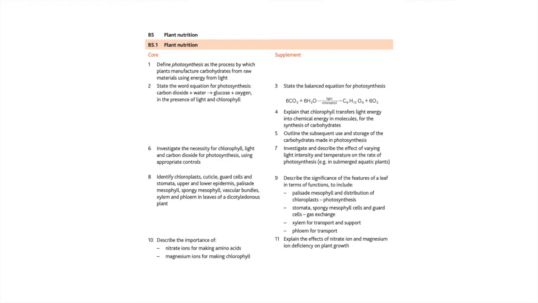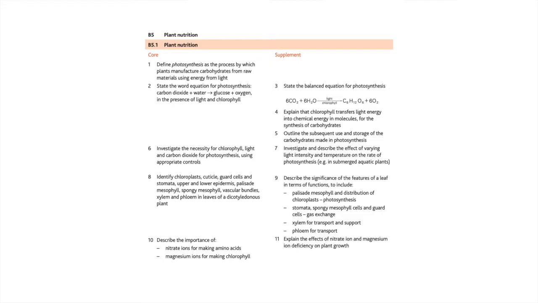The supplement topics include: state the balanced equation for photosynthesis; explain that chlorophyll transfers light energy into chemical energy in molecules for synthesis of carbohydrates; outline subsequent use and storage of the carbohydrates made in photosynthesis; investigate and describe the effect of varying light intensity and temperature on the rate of photosynthesis, e.g. in submerged aquatic plants; describe the significance of the features of a leaf in terms of functions, to include palisade mesophyll and the distribution of chloroplasts for photosynthesis, stomata, spongy mesophyll cells, and guard cells for gas exchange, xylem for transport and support, and phloem for transport; and finally, explain the effects of nitrate ion and magnesium ion deficiency on plant growth.